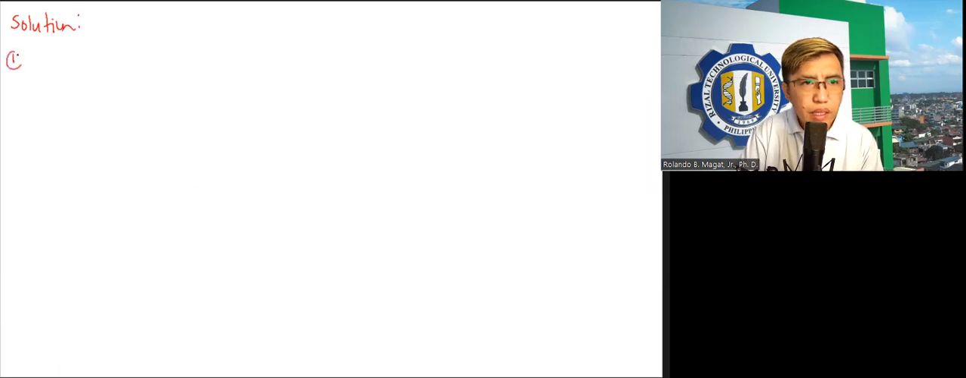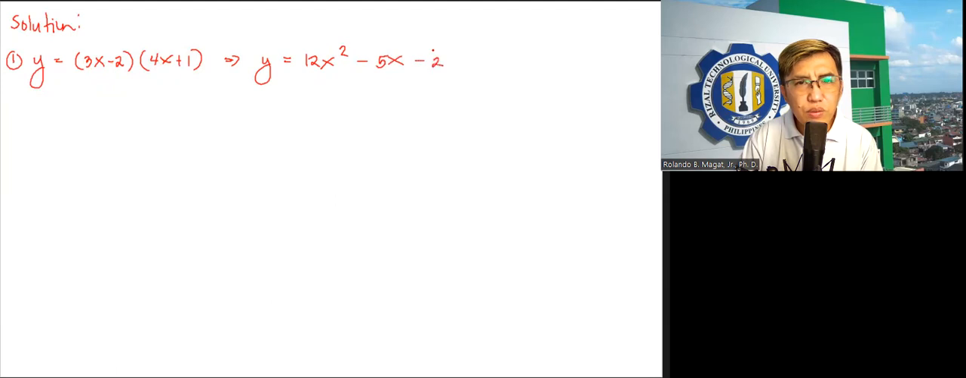For number 1, we have y is equal to 3x minus 2 times 4x plus 1. So first, I'm going to show you how this problem is being solved traditionally. So of course, we need to make use of the FOIL method, di ba? So which implies that we have y is equal to 12x squared plus 3x minus 8x is minus 5x, minus 2.